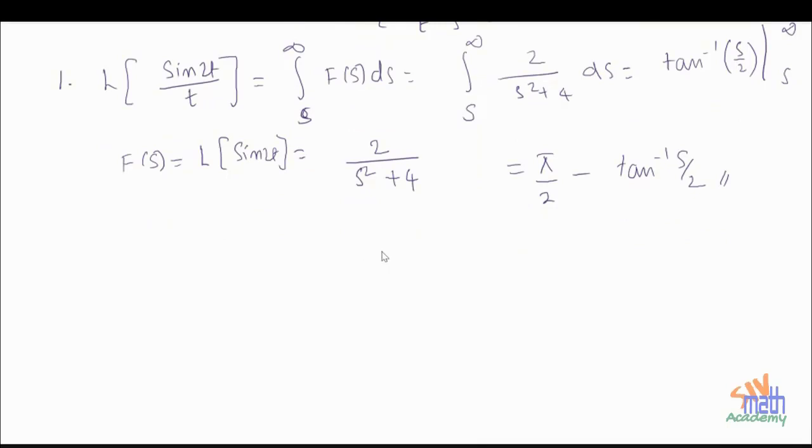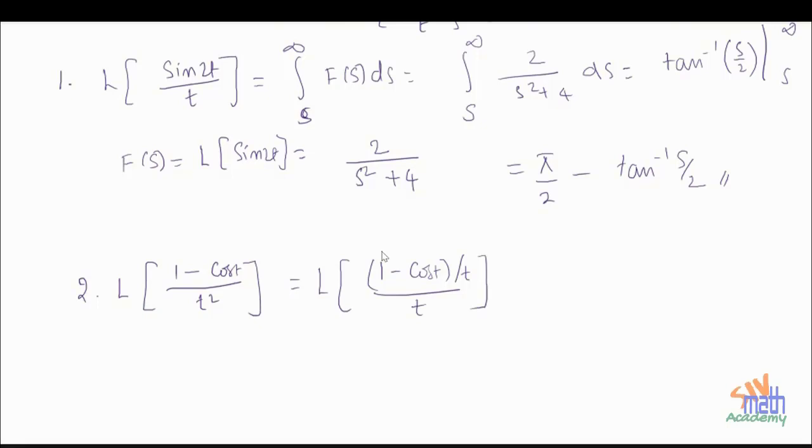Similarly, you can try various other problems. There are so many problems. You can try this yourself. If I am doing everything, you may not understand how to do things. So here t square is coming. So with t square, what you have to do is write it like this: 1 minus cos t upon t upon t. Like this you have to take. So 1 minus cos t.